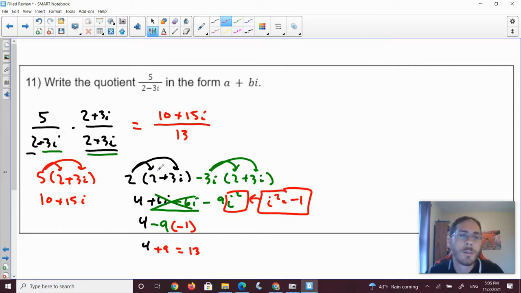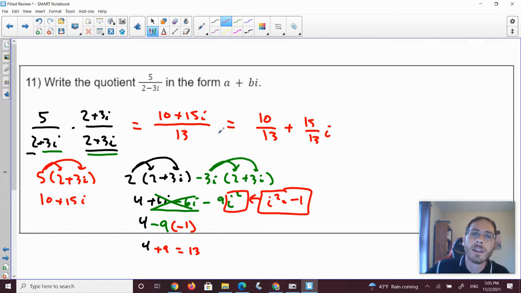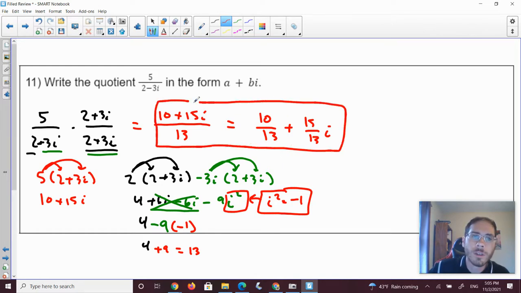So we get 13. And I'm perfectly happy if you give me this as the final answer. If you want to write it in the specific form, a plus bi, it's going to be 10 over 13 plus 15 over 13i. But I'll take either one. I'm not too picky on this question. Both of those would be good enough for me. If you do it in the calculator, just watch out. You got to make sure you turn them into fractions. I will not take decimal answers. Decimal answers do not count. They will not be exact.